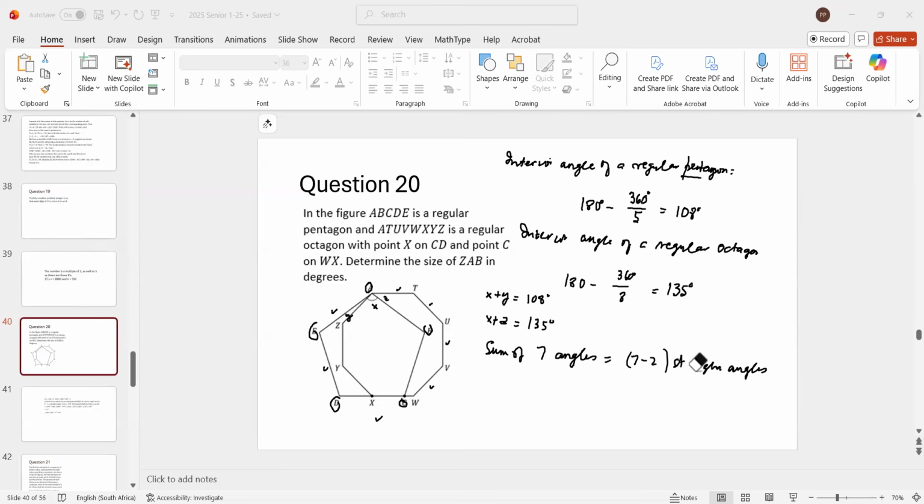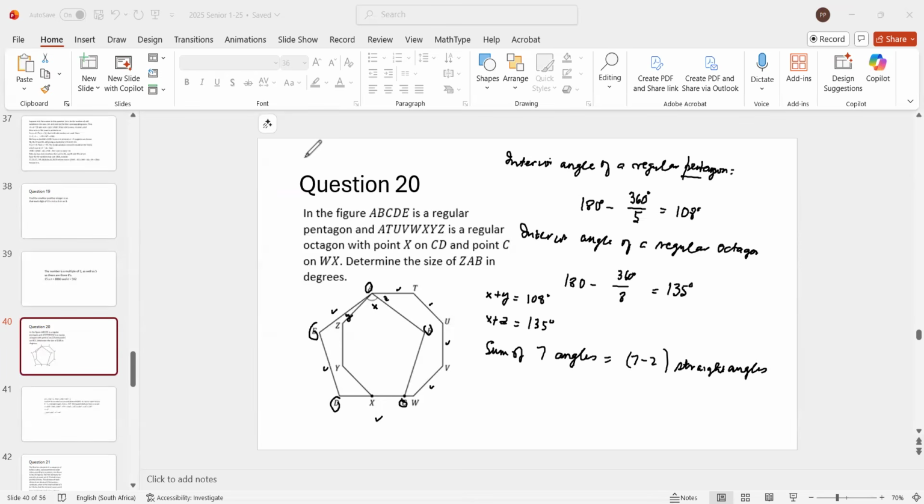So let's just rewrite this neatly. Straight. Okay.